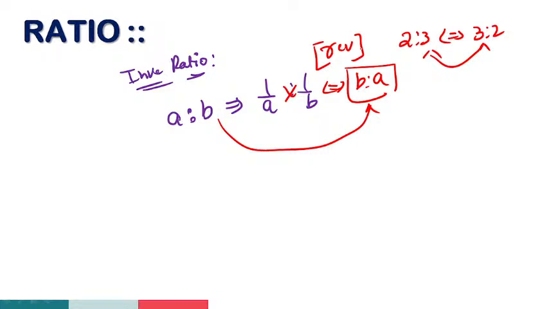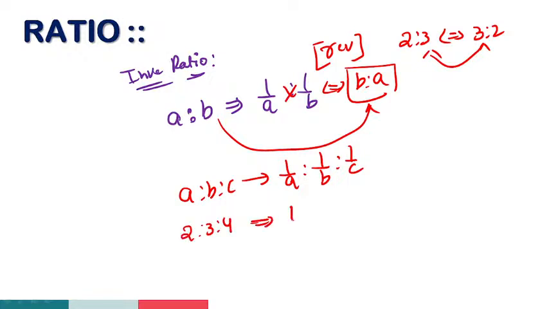For example, A is to B is to C. The inverse ratio is 1 by A is to 1 by B is to 1 by C. For example, 2 is to 3 is to 4. The inverse ratio is 1 by 2 is to 1 by 3 is to 1 by 4.